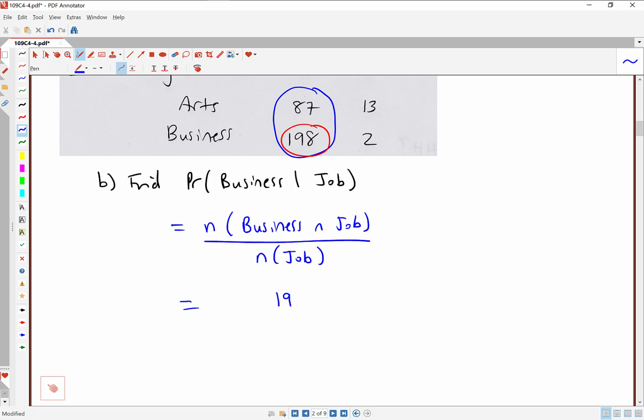And we're now dividing that by the number of students who have a job. So that's everyone in the blue circle. We need to add up 198 plus 87, which gives us 285. You can put that into your calculator, and it comes out to about 0.69. So of those who have a job, 69% are doing a business degree.